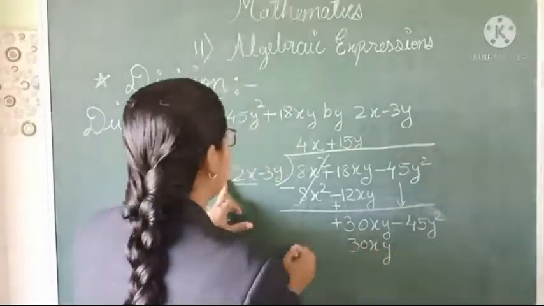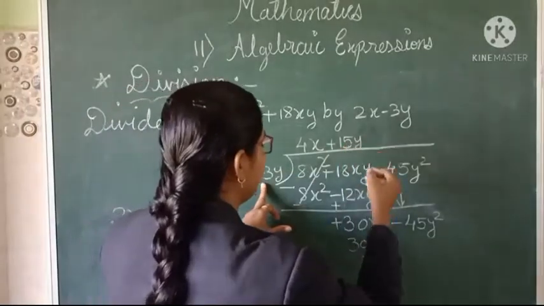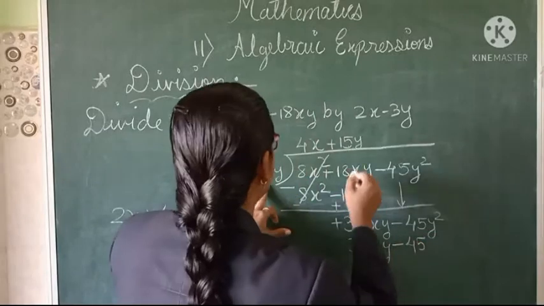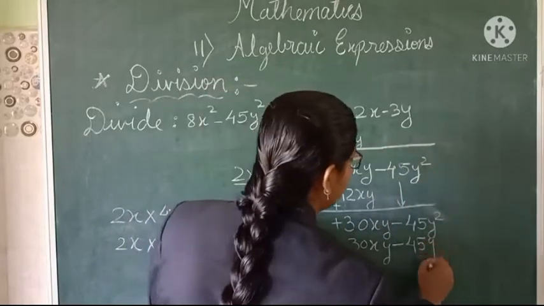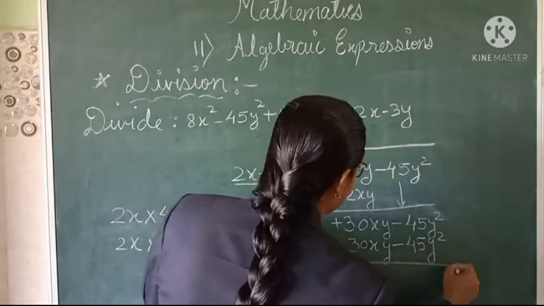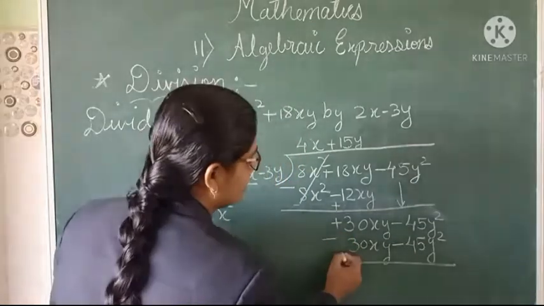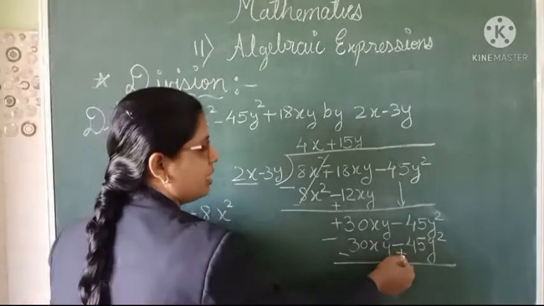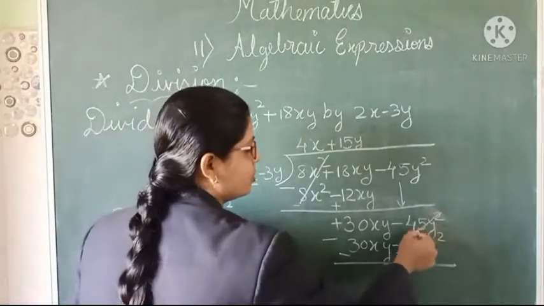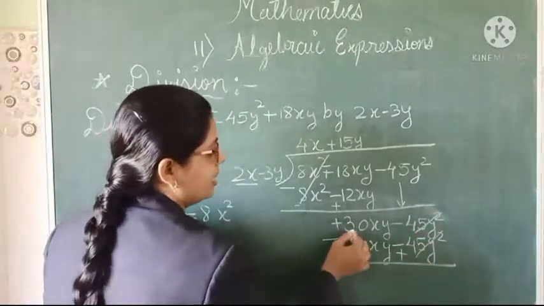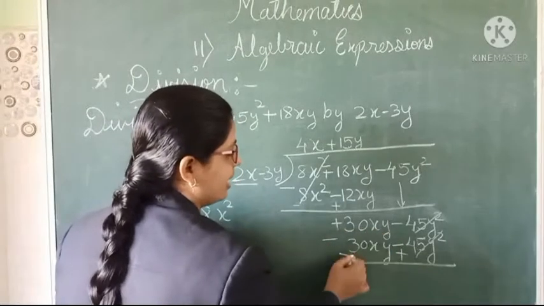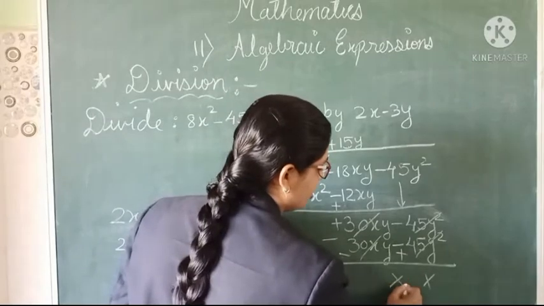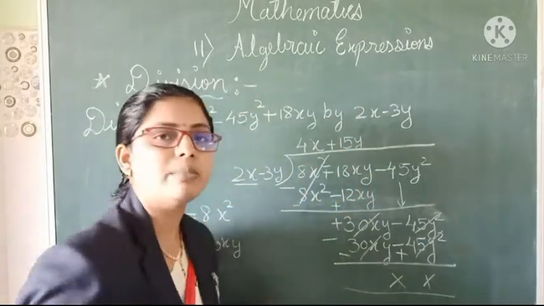30xy. Then negative 3 into 15 will be negative 45 and y into y is y square. And do the subtraction of these, signs will be changing. Here negative, here positive. Now positive and negative 45y square are there, so it will get cancelled. And here also 30xy and negative 30xy will get cancelled. So here we are getting no remainder.